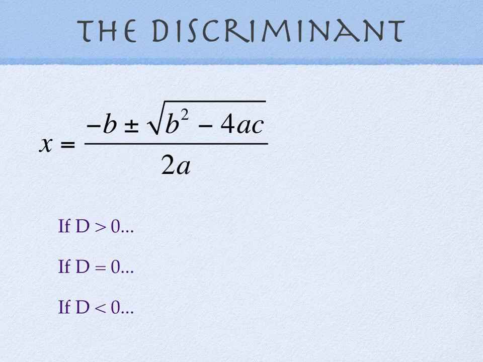So here's how you can figure out which one of those 3 scenarios you're dealing with before you even start to solve. Here's your friend the quadratic formula. This is what we were talking about yesterday. If you look at just what's underneath the square root symbol, not including the square root symbol, the b squared minus 4ac is what's known as the discriminant.